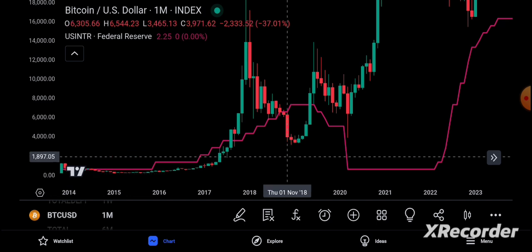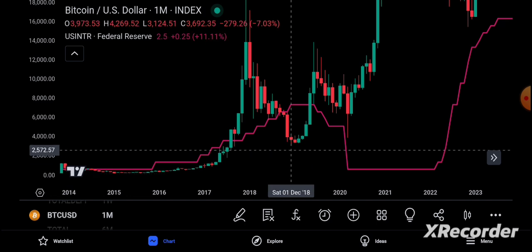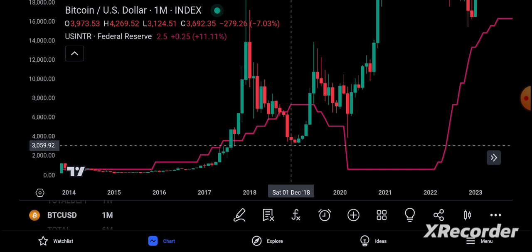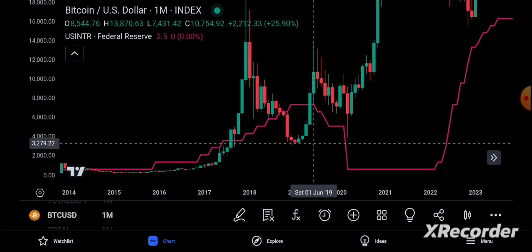They stopped hiking the rates. So they just maintained at 2.5%, or 250 basis points, I can't remember. But 2.5%, that's our normal English we're used to. From December 2018 up until June 2019, so about 7 months, the rates were just maintained. They didn't reduce or increase it.